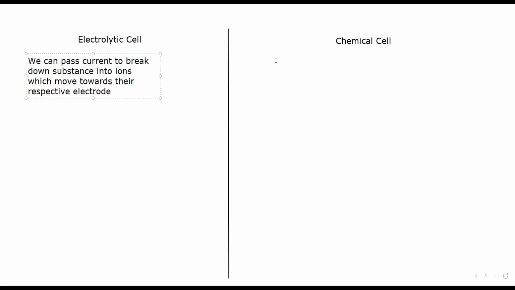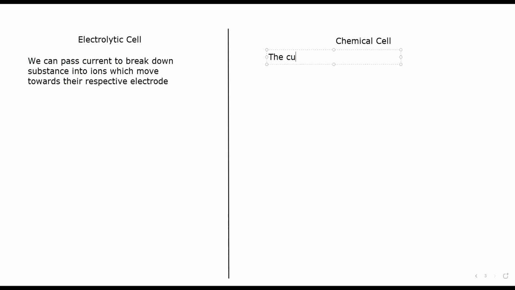But what happens in chemical cell? The current or the voltage is produced, and the movement of the charges occurs due to the difference in the reactivity of two metals. So two metals have a difference in the reactivity.